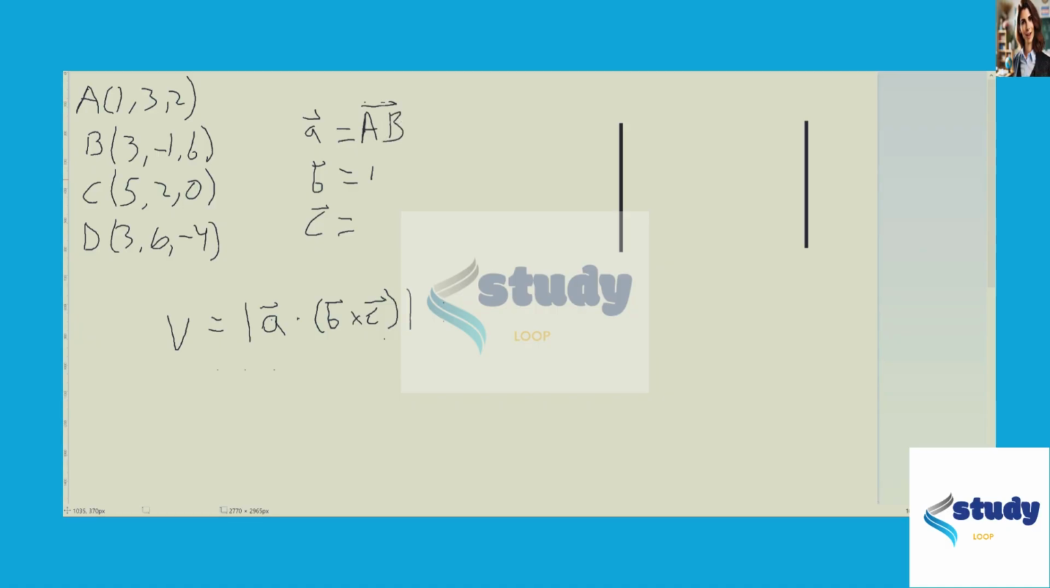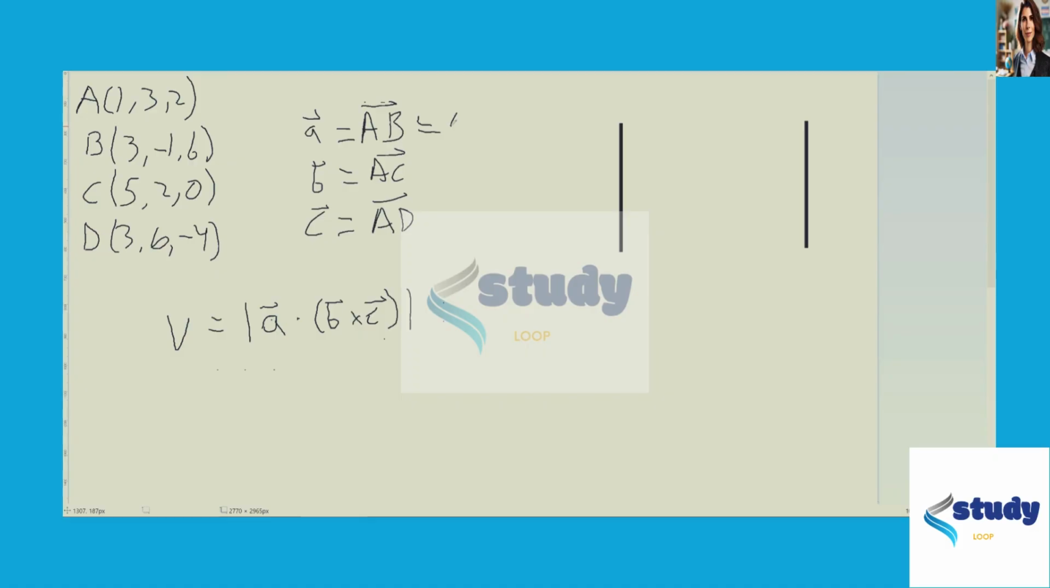AB, AC, and AD, and then using the triple product method, calculate the volume of the corresponding parallelepiped. If that volume is 0, that means our parallelepiped is squished flat, and therefore the points are all coplanar. If not, if the parallelepiped has volume, then they're not coplanar.